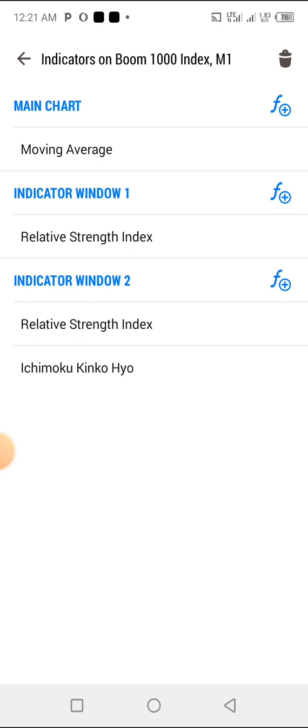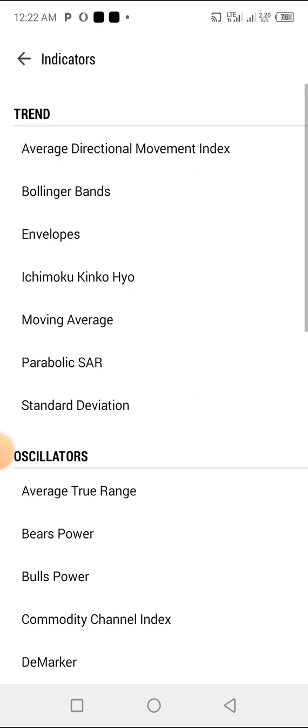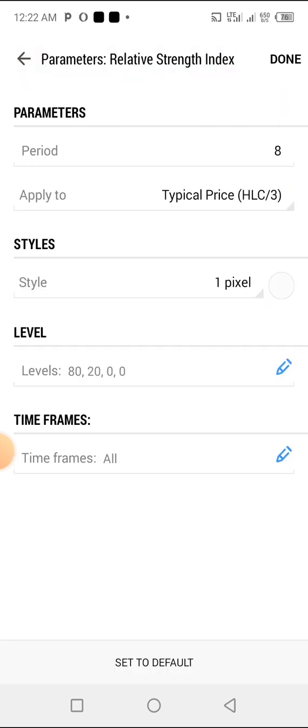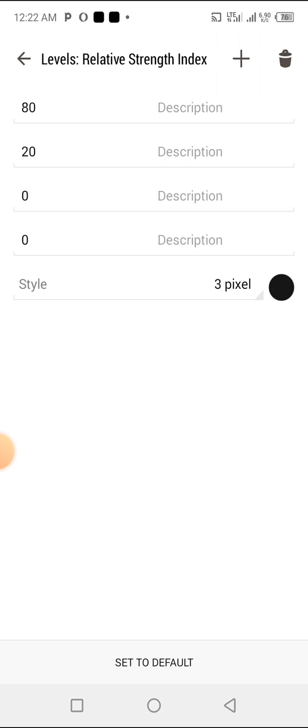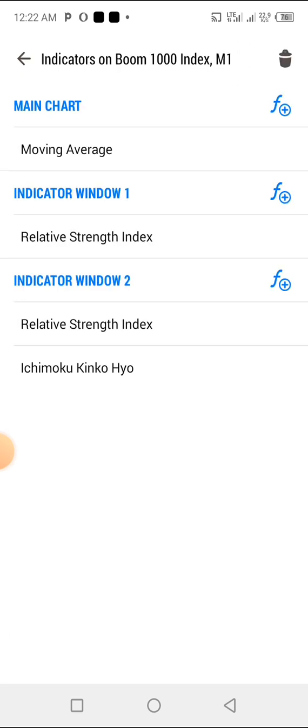The next indicator will be another relative strength index, but this time on indicator window 2. Go back to your main chart and add relative strength index. It has a period of 8, apply to typical price, and the style is 1 pixel. Make sure you use a white color, and the levels this time around will be 80, 20, and 0, and after that you click on done.